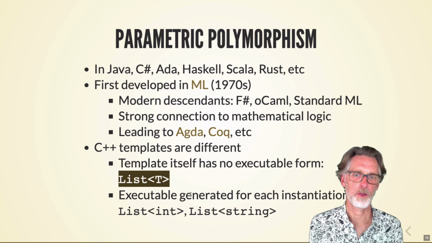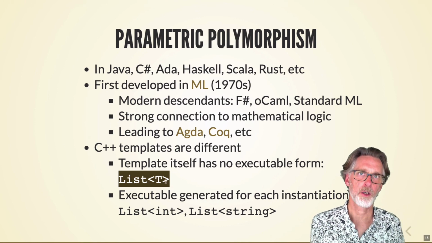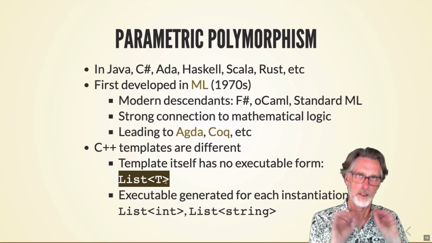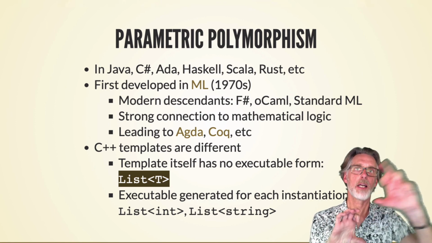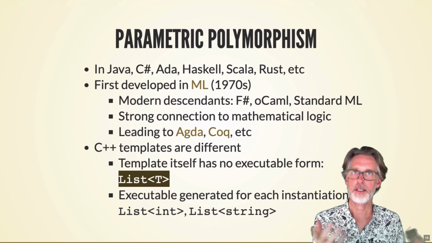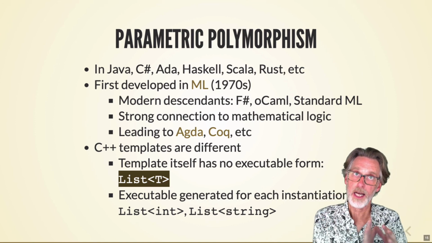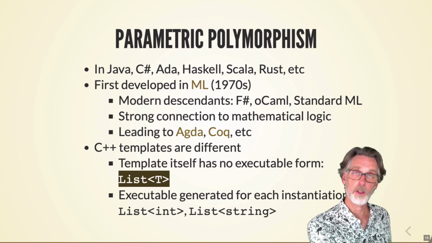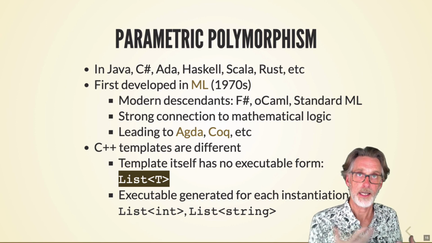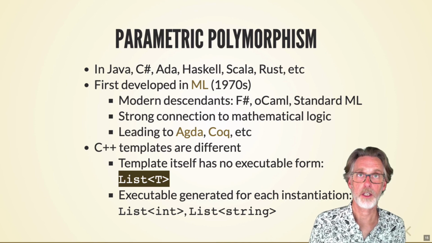You only compile them when you use them. And in addition, you have these copies of the executable code. With Java-style generics, you only have one executable for each class. So with C++, we don't have duplication in the source code, but we are going to have duplication in the executable, which will increase its size. In ML, we will not have this duplication in either place.